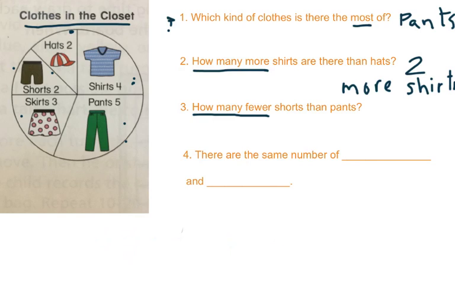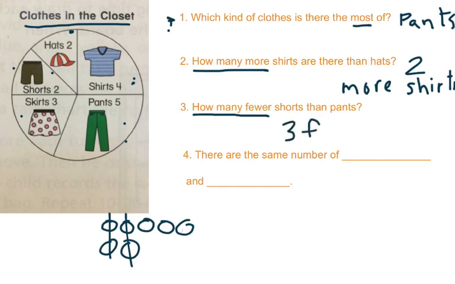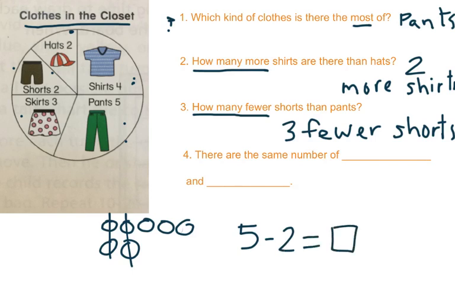So let's start by lining them up just so we can see a picture. So there's 5 pants. And there's 2 shorts. Okay? And if I match those up, how many extras do you see? Yep. 3 fewer shorts. Now, if I were to subtract, I'd have to start with my biggest number. And I only have 5 and 2, so I'd take 5, take away 2 equals box. And you would get 3. Okay.